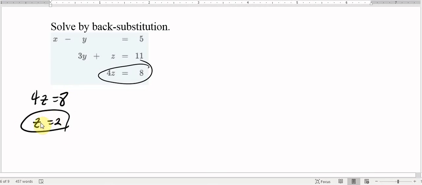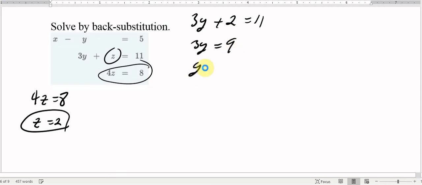Now, I can take the value z equal to 2 and plug it into that second equation. So I get 3y plus z, that's 2, is equal to 11. So 3y, subtracting 2 on both sides, is equal to 9. So y is equal to 3. Now, if that be the case, look at the first equation. Back substitution simply means if you can reduce the equations to one equation with one unknown, one equation with two unknowns, one equation with three unknowns, you can always just take the back ladder and just walk up.